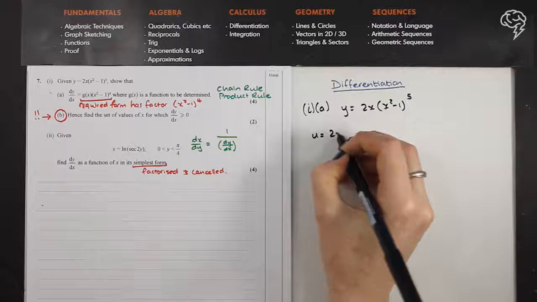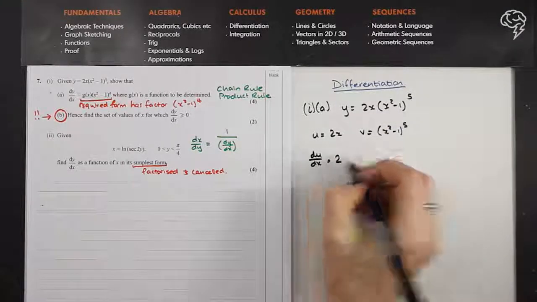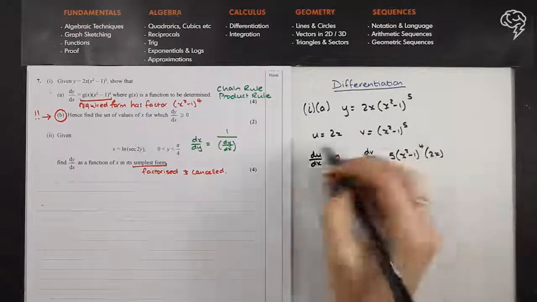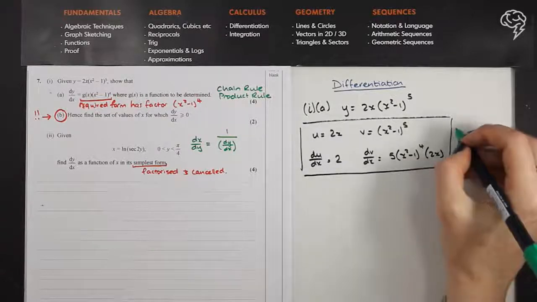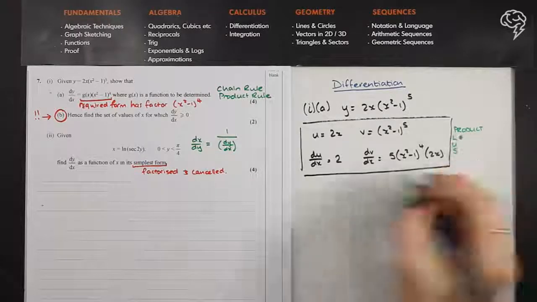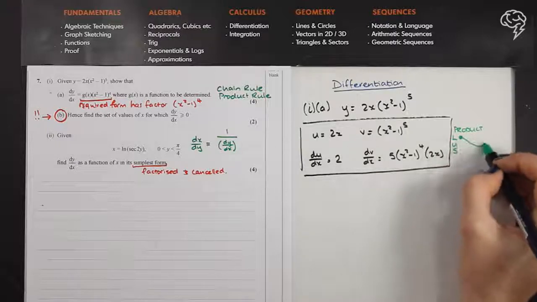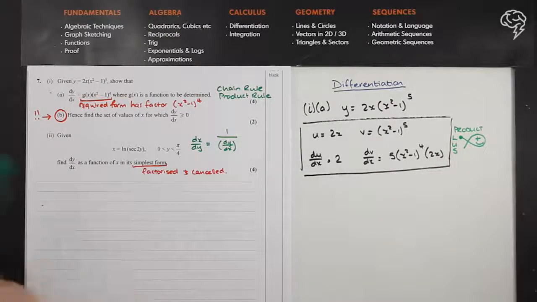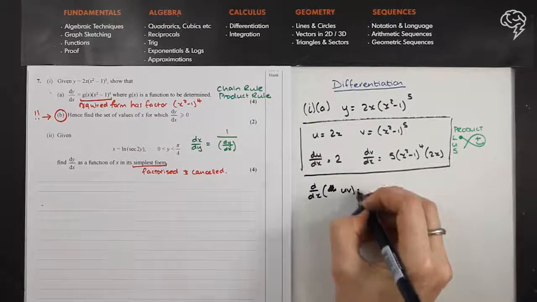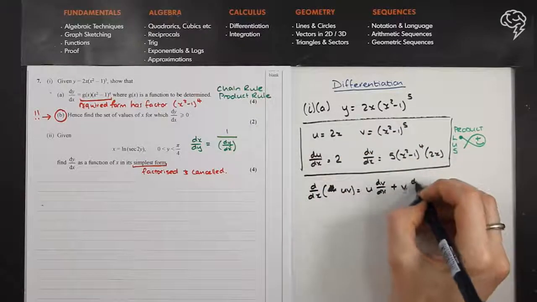I'm going to start by using the product rule. There's all my ingredients, and the product rule is the one with a plus. We start here with the u, and we go u dv by dx plus v du by dx. But I'm going to write it down for the examiner because they do like to see it, not quotient rule. u dv by dx plus v du by dx.